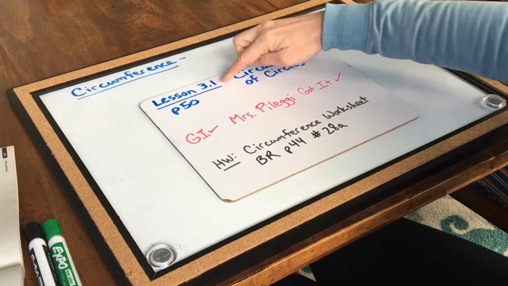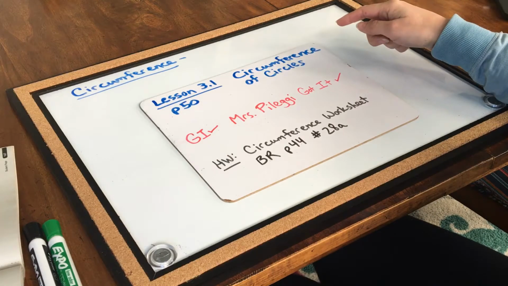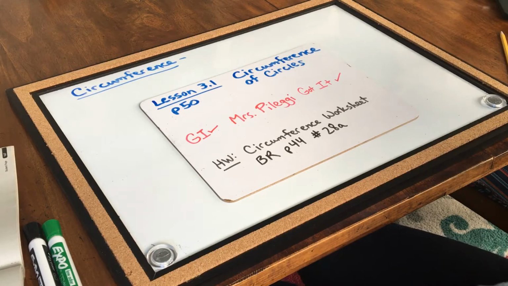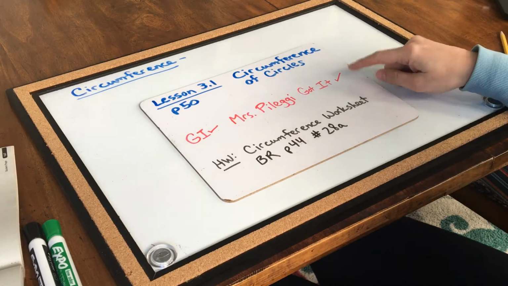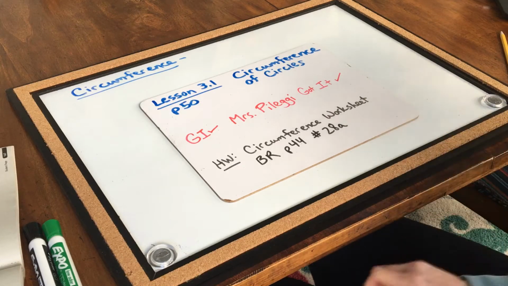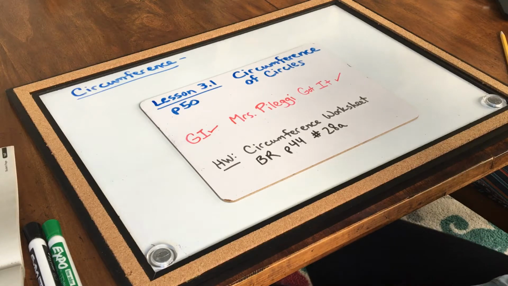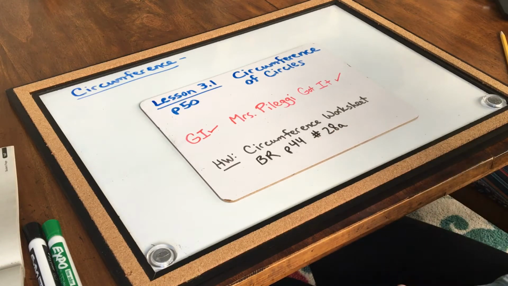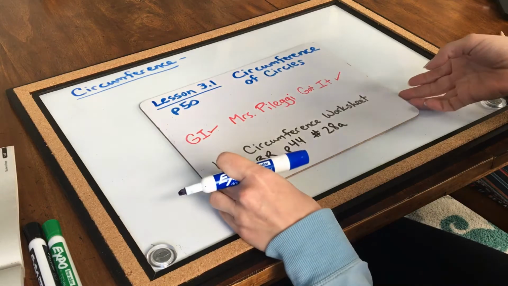So we're going to be doing lesson 3.1, which starts on page 50 of your book. And today we're going to focus on circumference of circles. Your gotta check for today is going to be a Mrs. Pileggi gotta check. So you'll see the problem when we get there at the end of the video. And your homework for today is going to be the circumference worksheet attached to your Google Classroom assignment. Your bell ringer is page 44, number 28A. All right, let's get started.